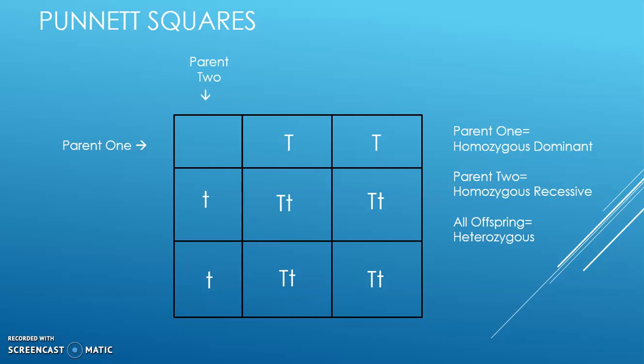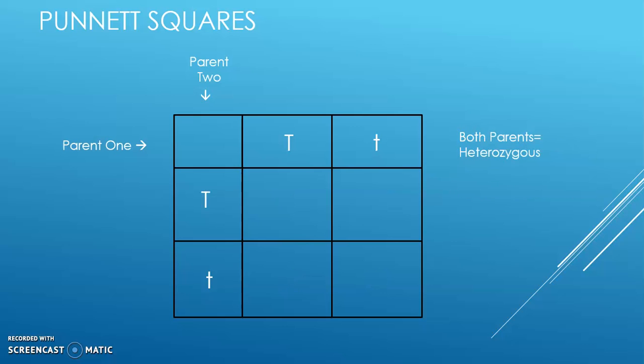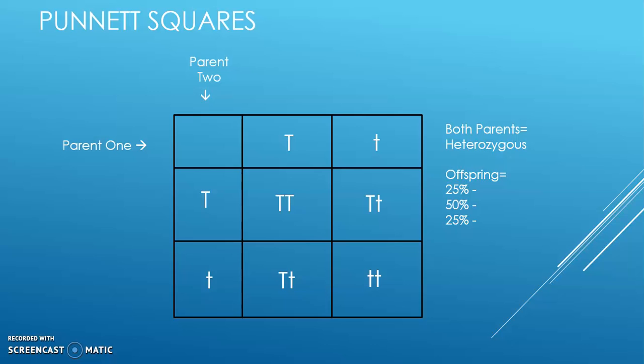Let's look at a Punnett square where we take 2 heterozygous parents and cross them and see what their offspring look like. So both parents are heterozygous. When you start to fill this in, you get some differences. In that last one, all the offspring were expected to have the same genotype. And in this one, we've got some different genotypes.